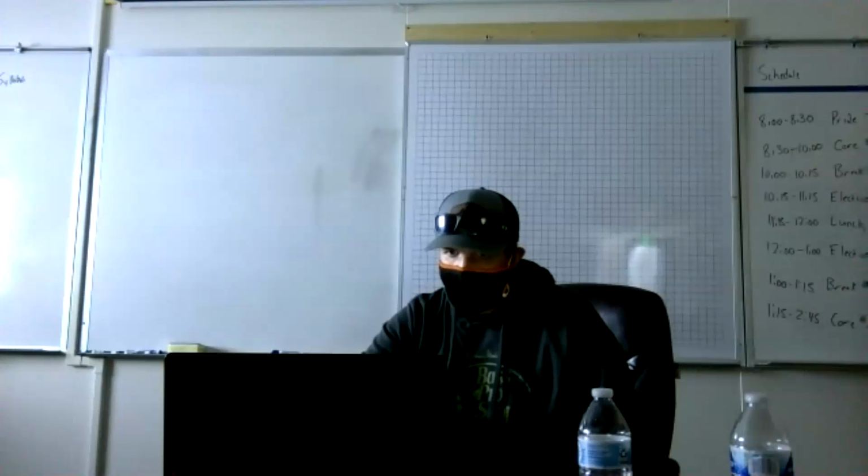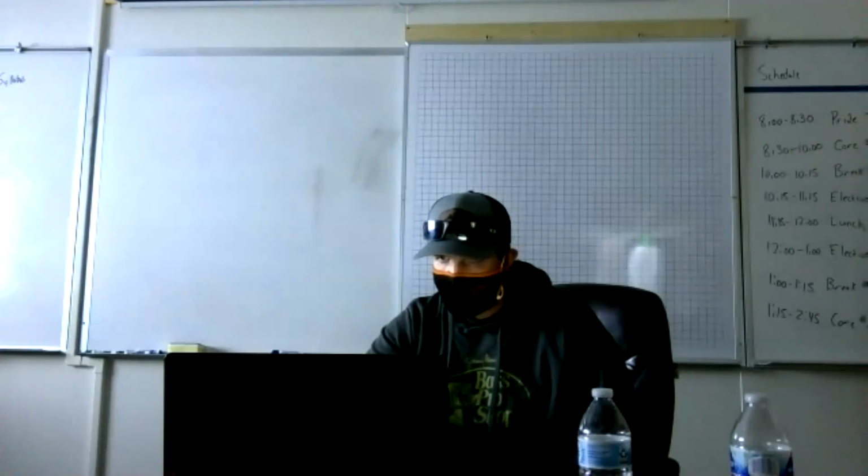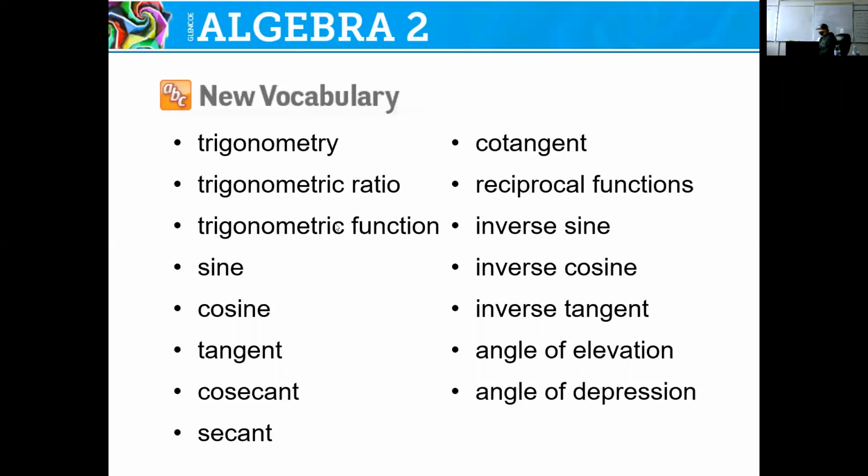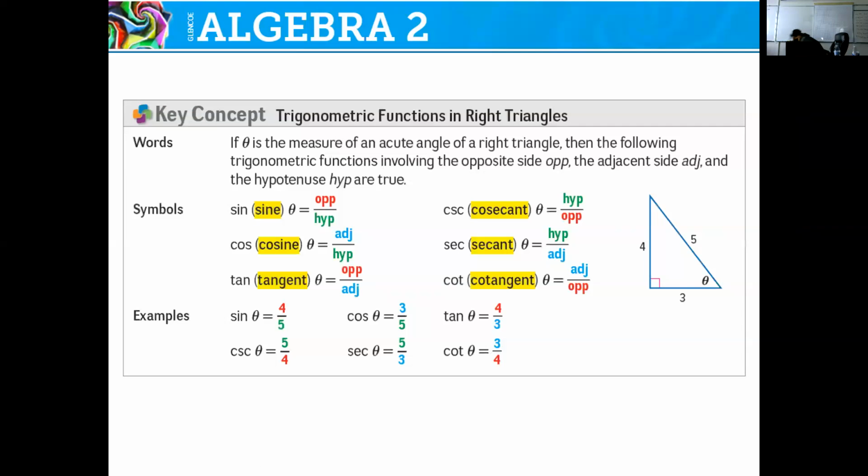Back to the slides. Okay, so once again, here's your vocab. And then here are the 6 trigonometric ratios. Okay? So if theta is a measure of an acute angle of a right triangle, then the following trigonometric functions involving the opposite side, the adjacent side, and the hypotenuse are true.